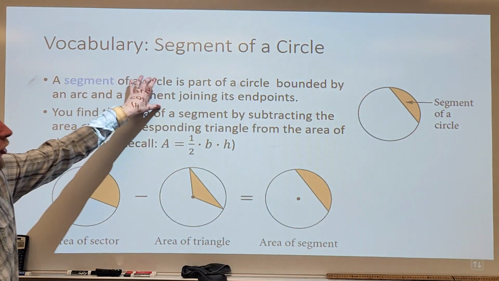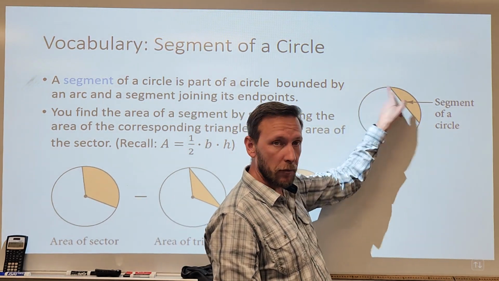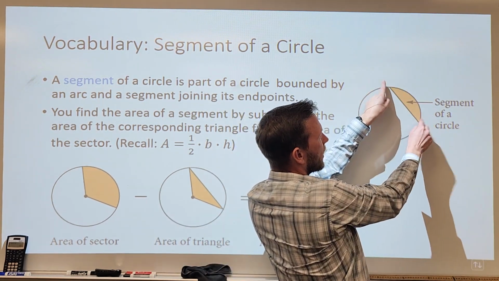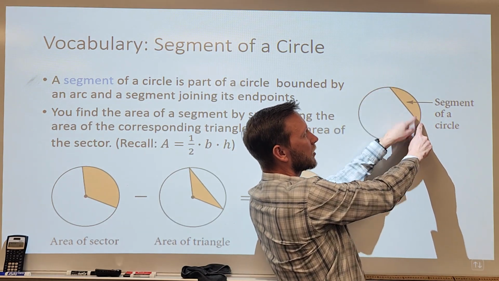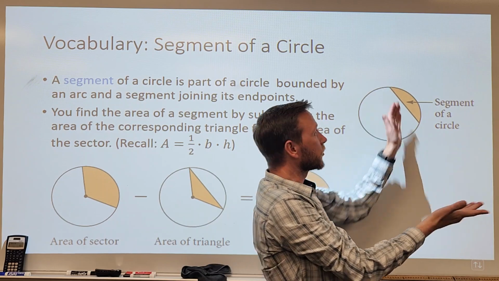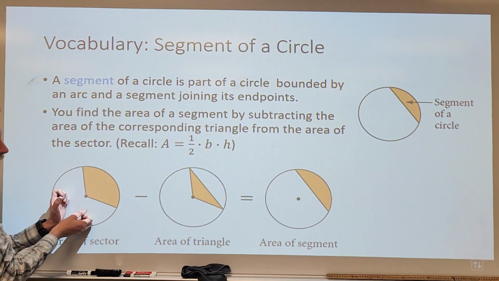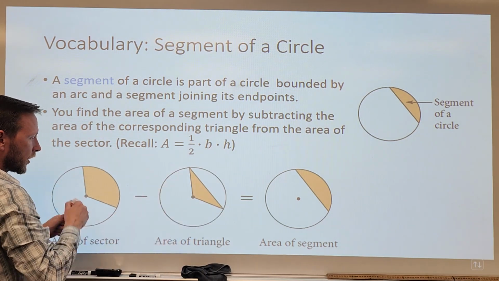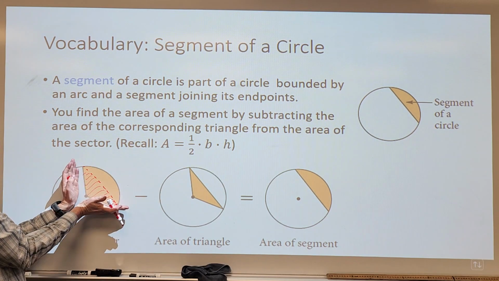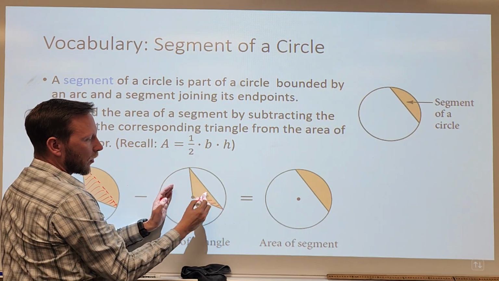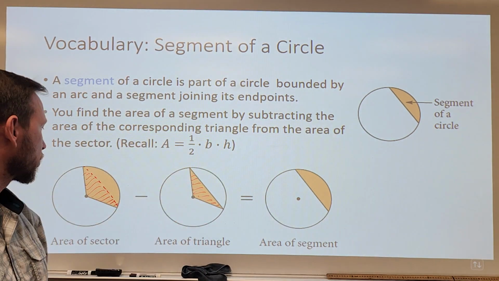So the segment of a circle is just part of a circle that's bounded by what we're going to call a chord and an arc, all right? So here is the arc and its endpoints. The endpoints of the arc make a segment that cuts off what's called the segment of a circle. But in reality, this segment is formed by having a sector minus a triangle, and the part that's left is the segment. So if we find this area and we subtract that area, then we are left with the segment. This is the principle that we're going to be exploring.